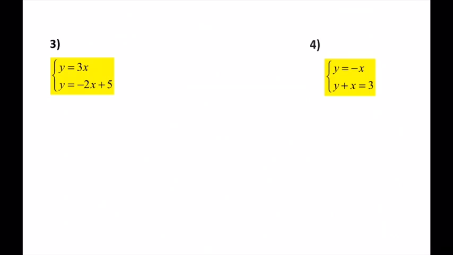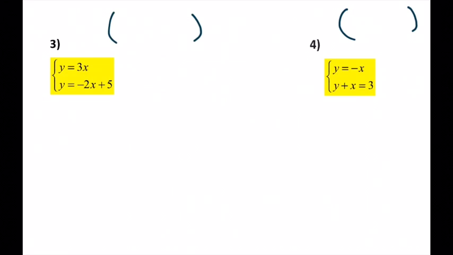Okay, so we're going to go to numbers 3 and 4. Copy down the problems. You will notice that in both systems, one of the equations is already solved for either x or y. So try. I'll give you about 2 or 3 minutes to do your best, and you're going to be coming up with an ordered pair to tell me where those intersect.